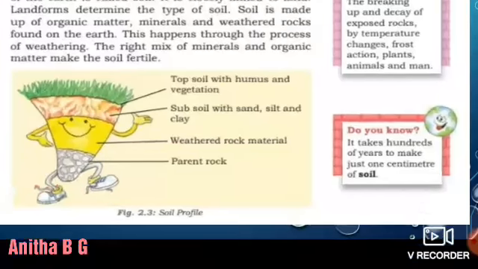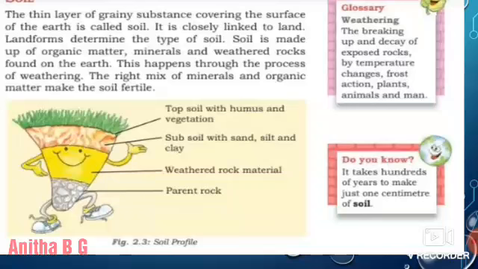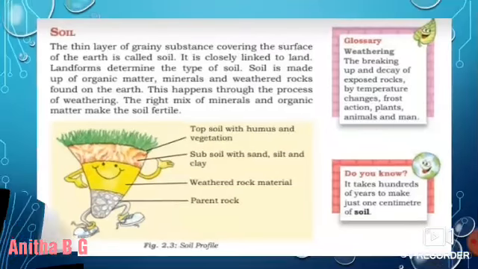So in this picture we can see the soil profile. First one, topsoil with humus and vegetation. Then second part, subsoil with sand, silt and clay. Third one, weathered rock material. Last one, parent rock. Very important, the parent rock.